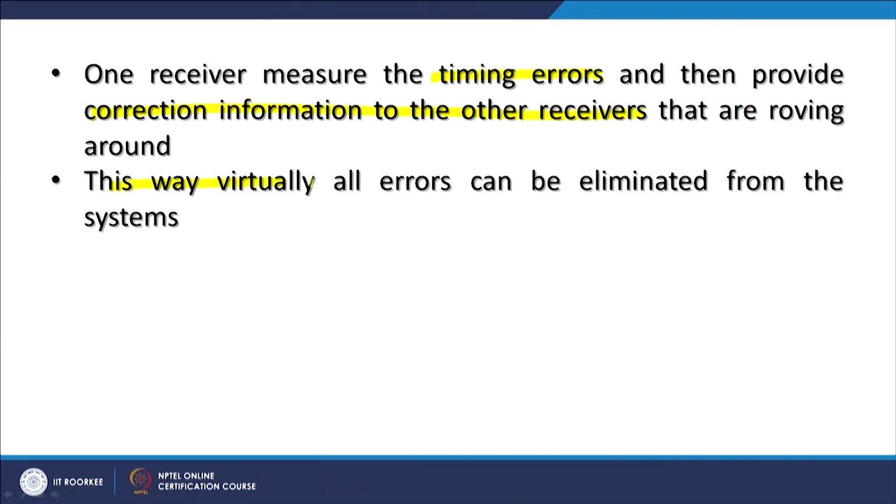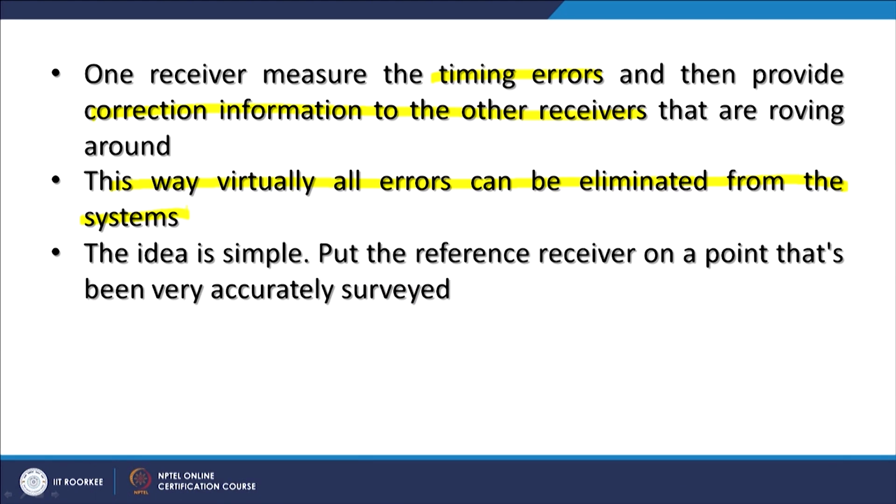base station receiver and rover receivers are accessing signals from the same set of satellites, one, and the propagation path is also the same. If this is the case, then virtually all errors can be eliminated and we may get accuracy in the millimeter range.